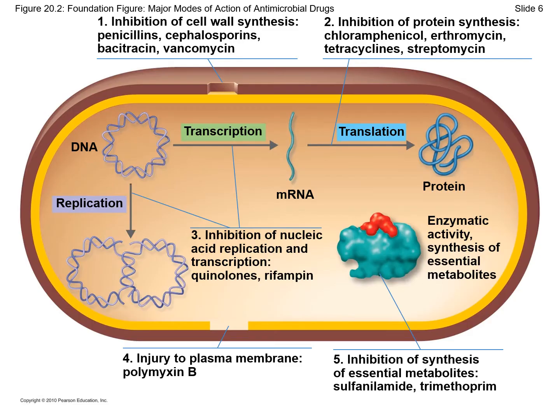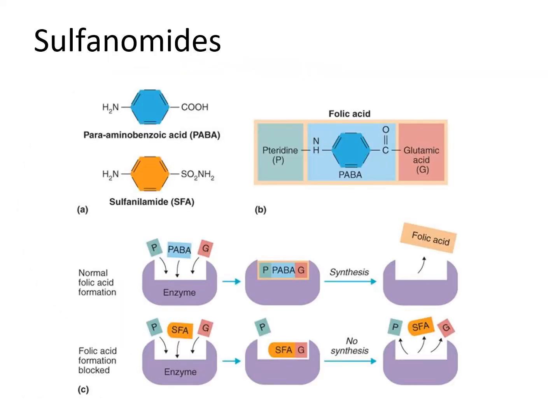The last mode of action is to inhibit synthesis of different important molecules. To inhibit the synthesis of important molecules, basically that means inhibiting enzyme activity. So antibiotics like the sulfonamides act as inhibitors for different enzymes. The sulfonamides act as a competitive inhibitor on an important enzyme that produces folic acid.